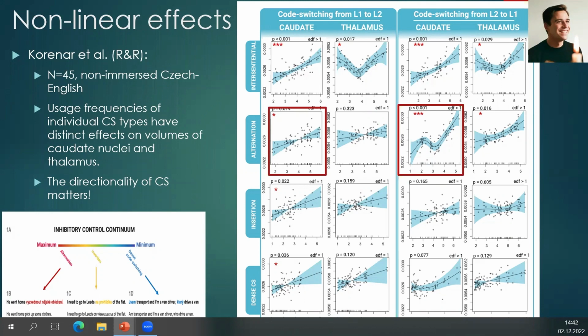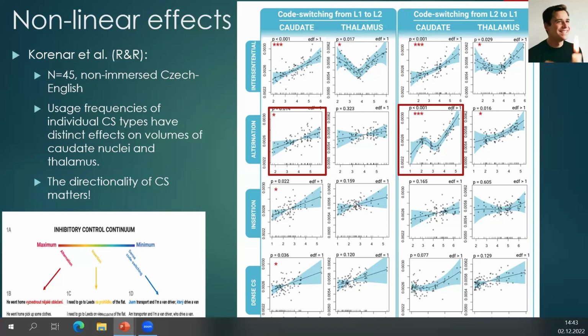So according to a theory, we can have at least 4 different types of code-switching, from alternation, which means that you start with L1 and then you move to L2. And this is supposed to be the one that requires the most control, all the way to dense code-switching, which is what you do when you throw lexis of your second language in, and you do that without having to think about it, which requires less.